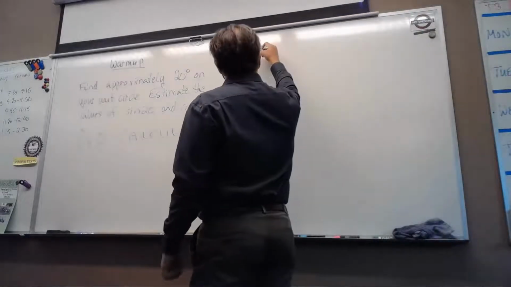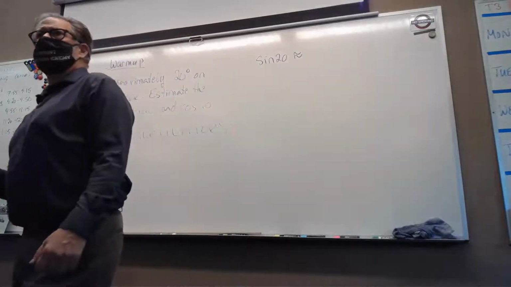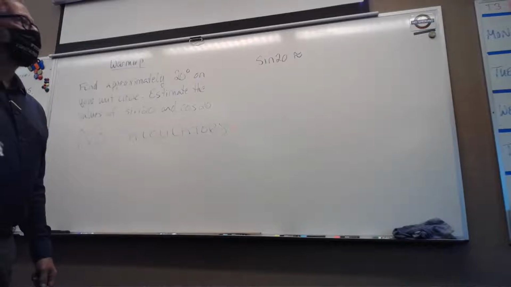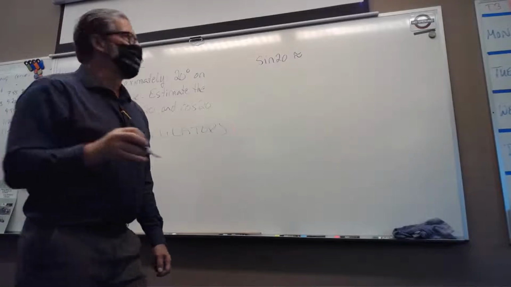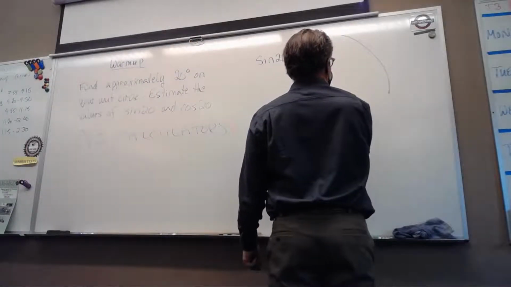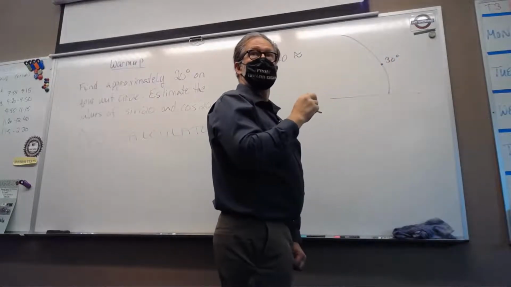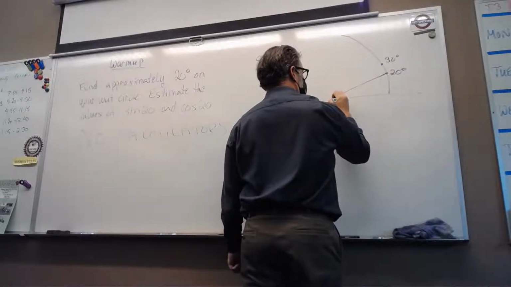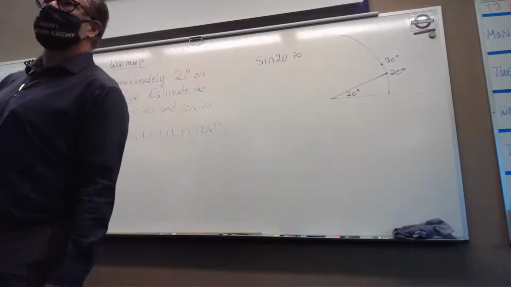Sine of 20, about... you're looking at the unit circle? Where do you see 20 degrees on the unit circle? On the right? Where is it relative to 30 degrees? Where do I find the sine of 20 on that diagram?